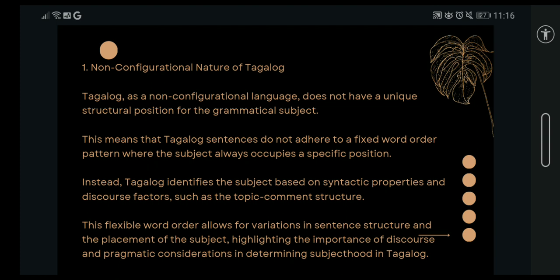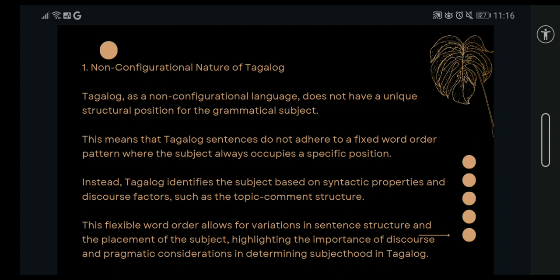but it gives a different approach, but the meaning still remains the same. And that sentence also exemplifies the feature of the Tagalog language as a non-configurational language, meaning it has no unique structural position. And also, it means that Tagalog sentences do not adhere to a fixed word order.